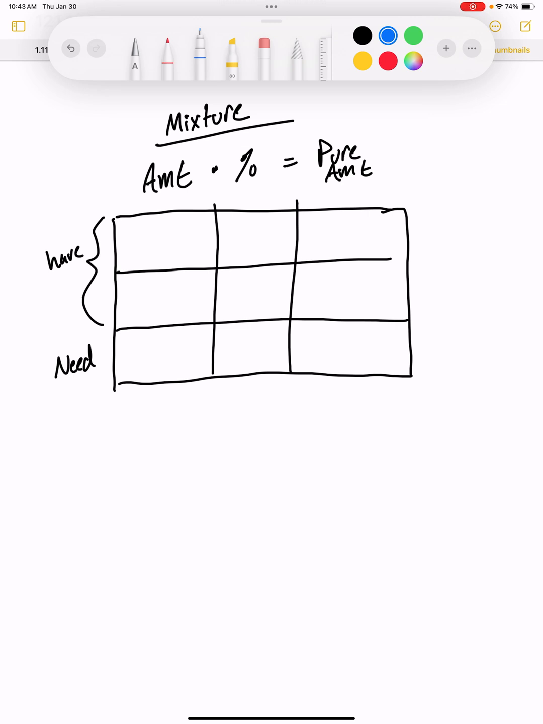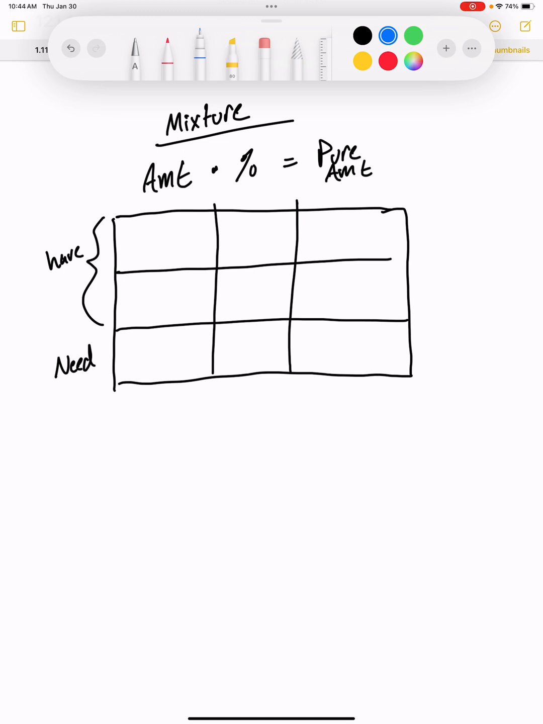Once again, the question says, if 2 liters of a 10% vinegar solution is mixed with X liters of a 30% vinegar solution, the result is a 25% vinegar solution. How many liters of the 30% vinegar solution were mixed? Okay, so I'm going to go through that again, but now I'm going to start pulling information out of it.